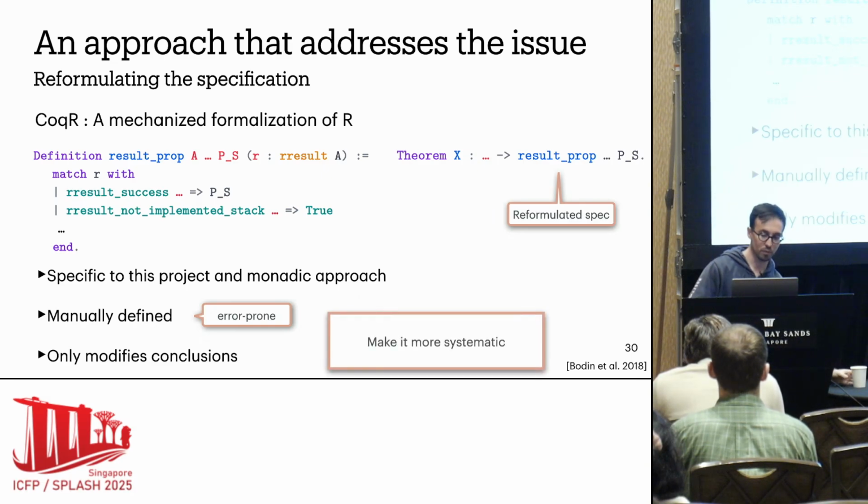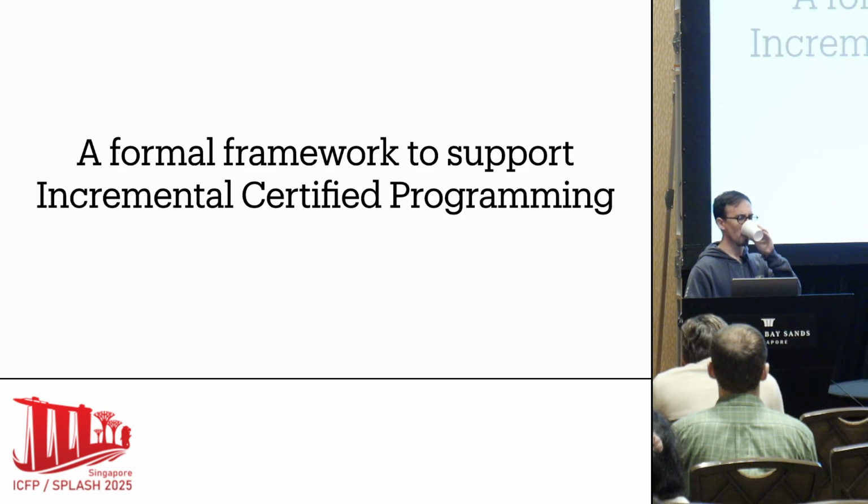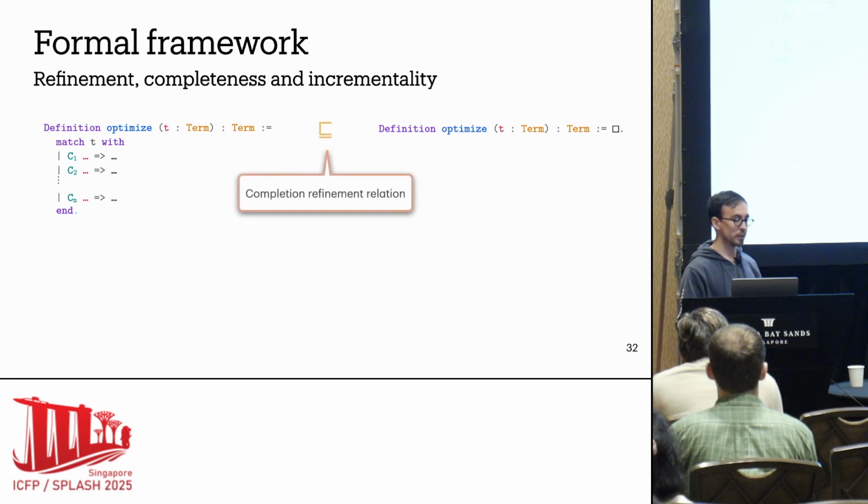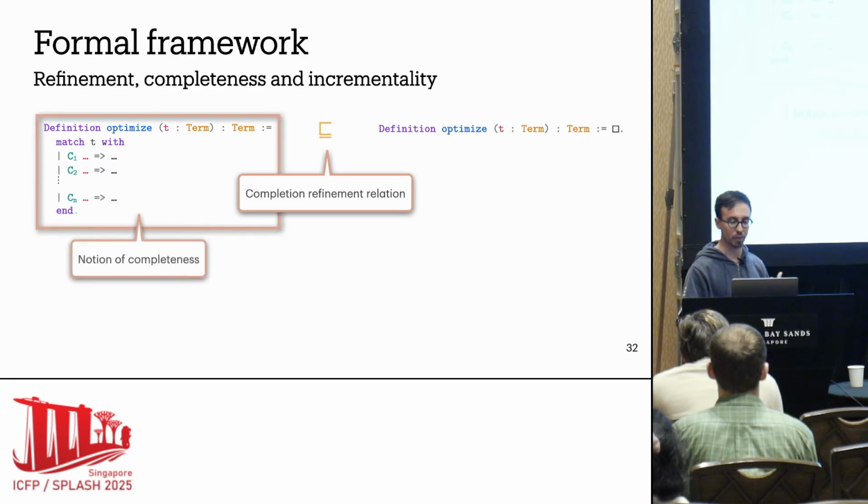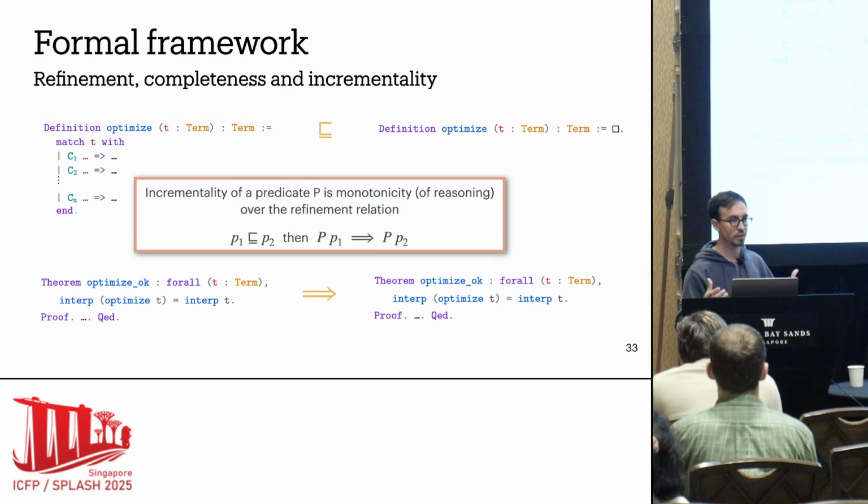So this brings us to our work right now, where we present a formal framework to support incremental certified programming by guaranteeing the incrementality of predicates, of properties, by using this reformulation approach. The first thing we introduce is a completion refinement relation to relate the different states of the program. We also introduce a notion of completeness to refer to the final state of development. And with this, we define incrementality simply as monotonicity of reasoning over this refinement relation.